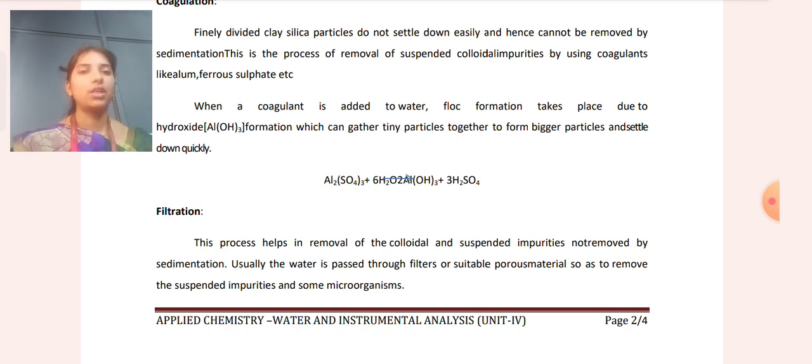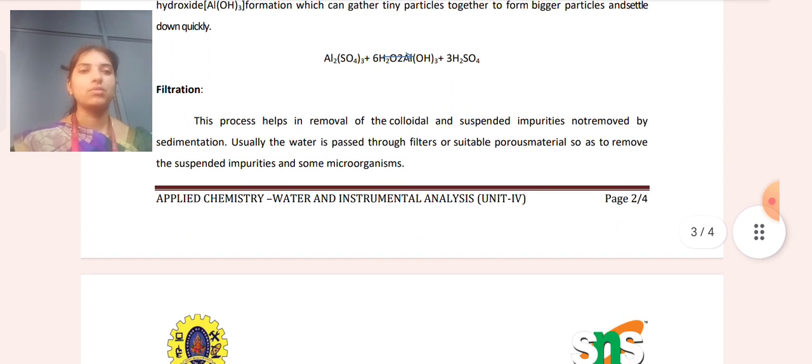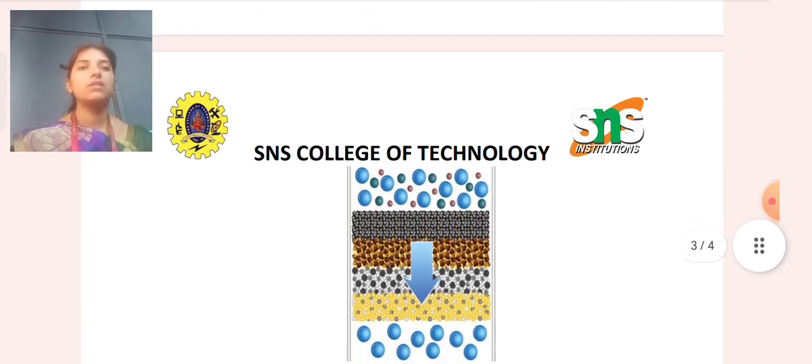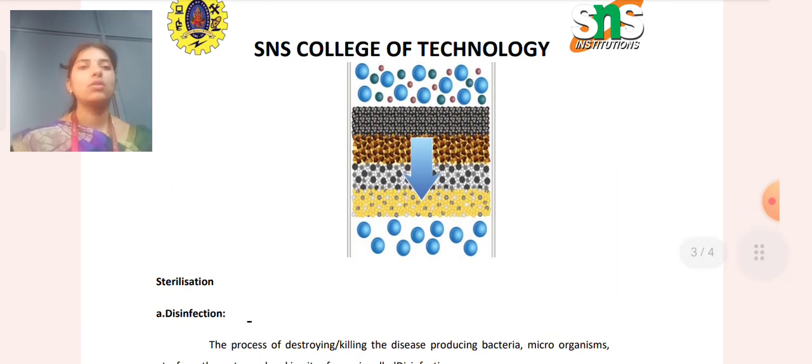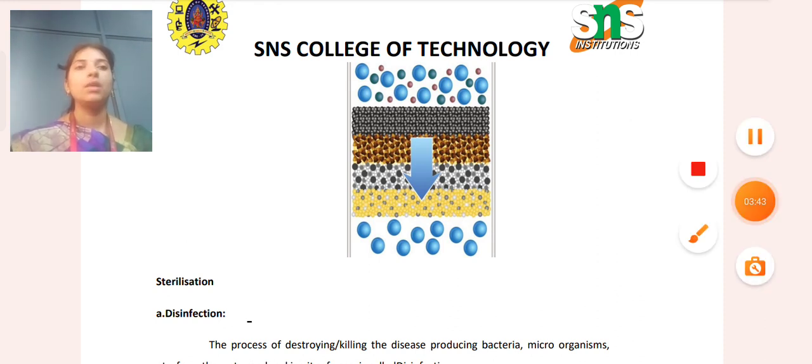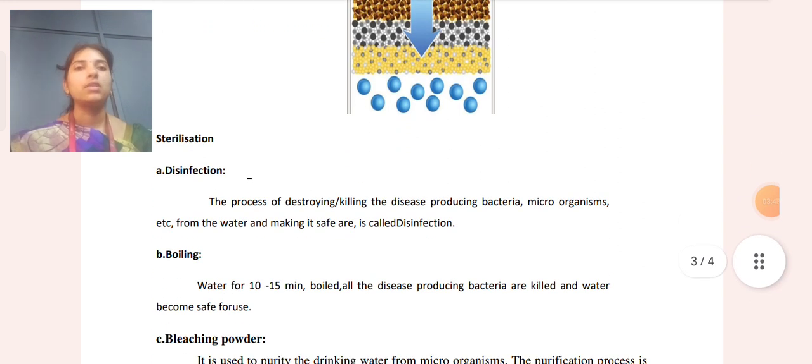Next one is filtration. This process helps in removal of all colloidal and suspended impurities not removed by sedimentation. Usually the water is passed through filters of suitable porous materials so as to remove the suspended impurities and some microorganisms. Here the filtration process is shown in the diagram, which shows the basic formation of settlement of the water.